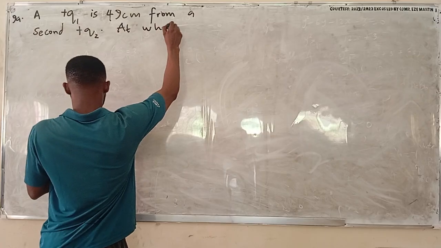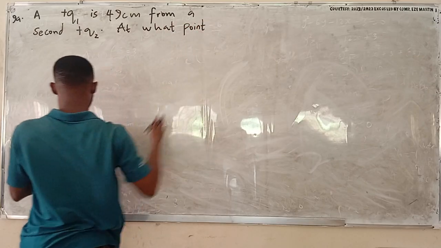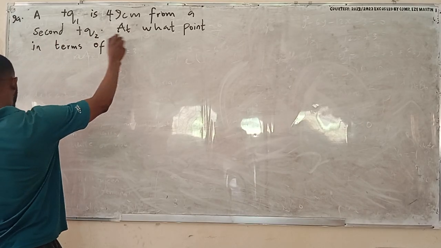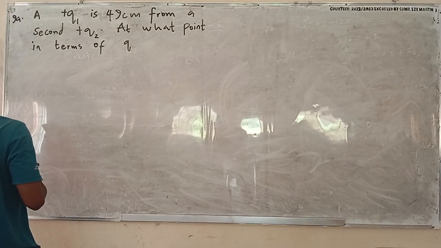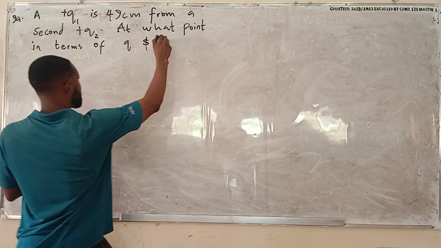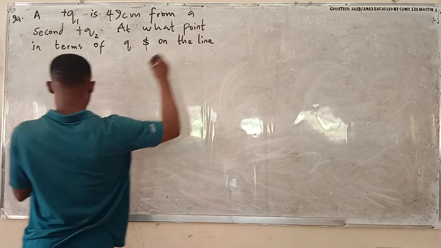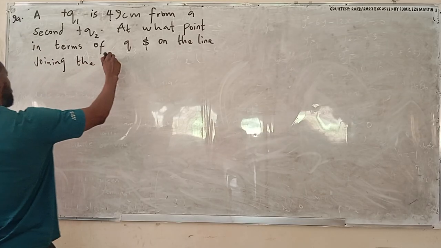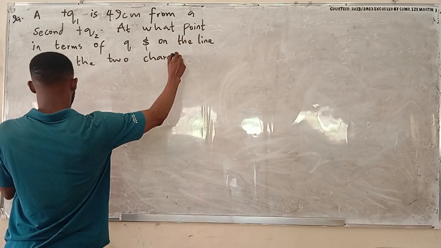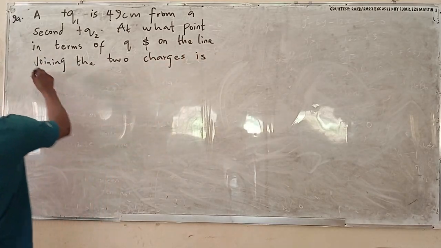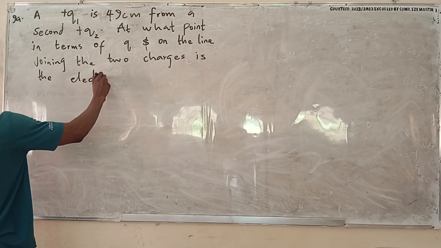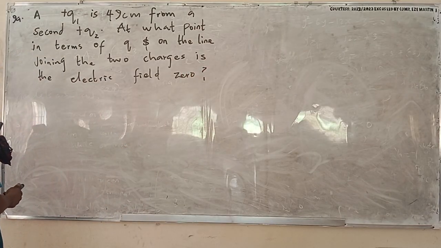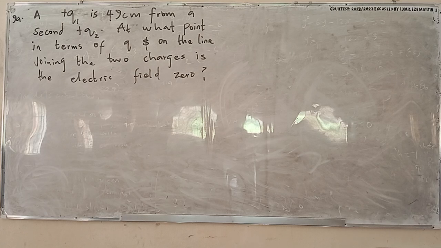At what point, in terms of Q, and on the line joining the two charges, is the electric field 0? So that's QA.